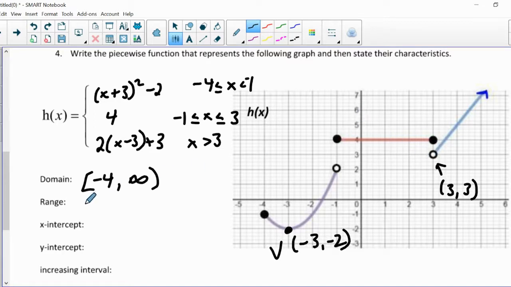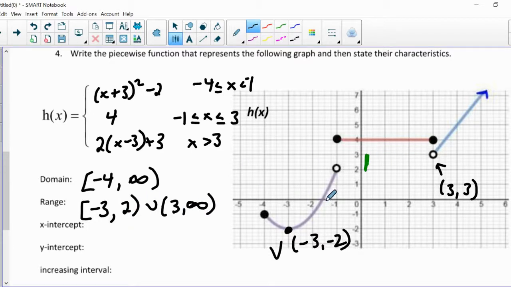The range goes from -3 all the way up to infinity, except there is a gap. So notice that from 2 to 3, there are no y values. So that means I have to say -3 to 2 union 3 to infinity.